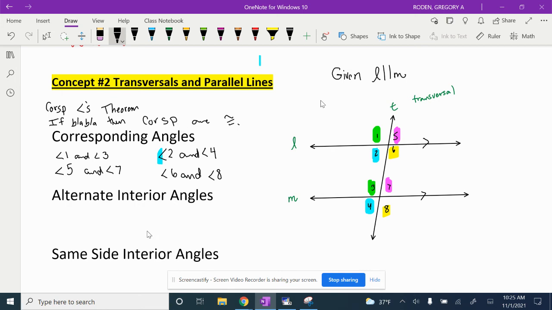Okay. And by the way, this is not a theorem, Mr. Roden. It is a what class? It is a postulate. My bad. I apologize. Ladies and gentlemen, this is a postulate. It's an unprovable fact. It's just true because it's obviously true.